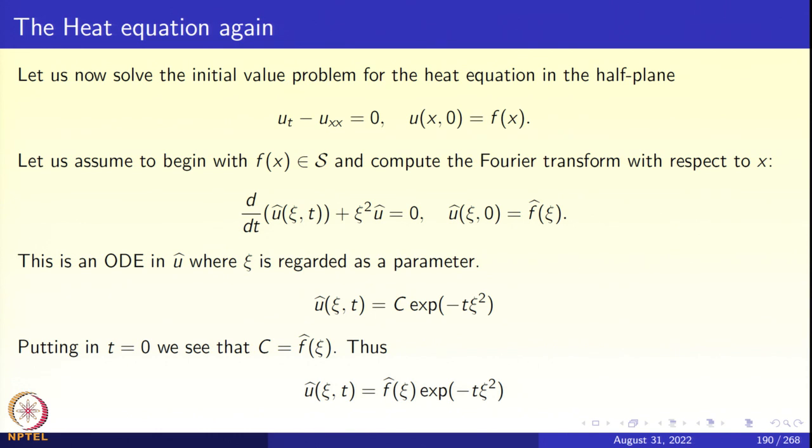The advantage of this over the previous method is that in the previous method we used Fourier series, and there we needed the fact that f of x is a periodic function. So in the previous discussion, the heat equation was solved for periodic initial conditions, and the solution sought was also periodic. Here we don't have periodicity. The initial condition need not be periodic.